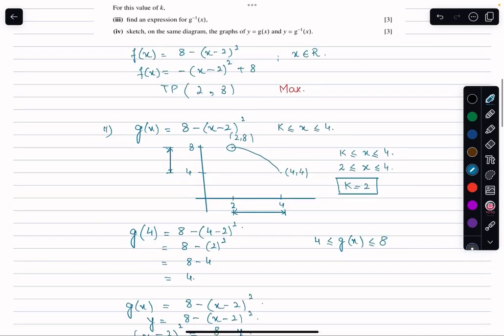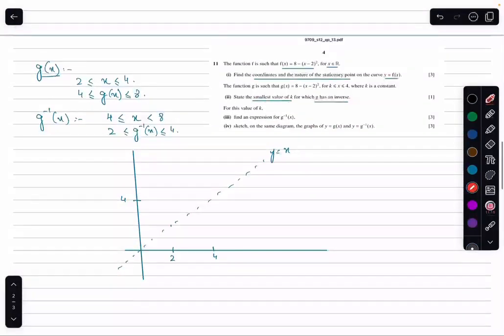So to sketch the function, what I know for the graph is that when my x is 2, my y value is 8. When my x is 4, my y value is also 4. That means this point, 4 and 4, should be lying on the line y equals x. So 2, 8 and 4, 4 sketched on this diagram: I should be having 2, 8 somewhere here, and 4, 4. It should give me this kind of curve, which is representing 2, 8 and 4, 4.